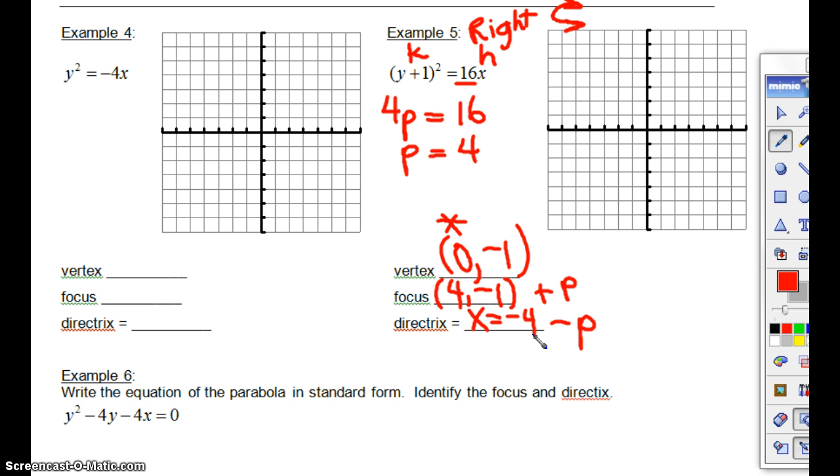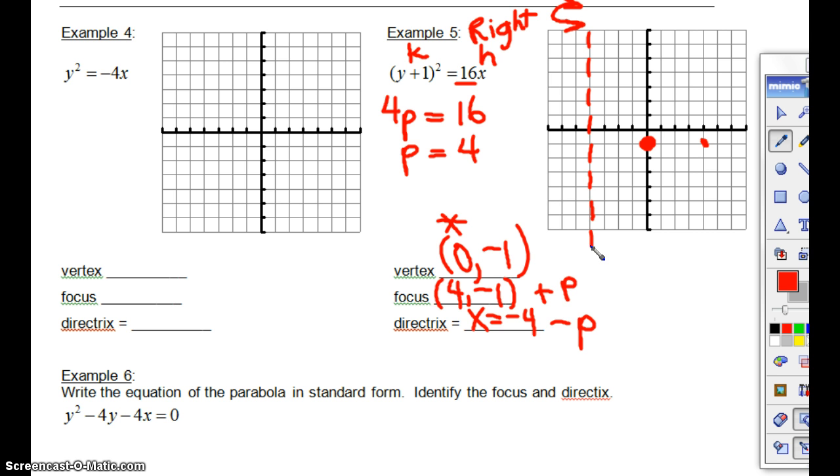So I'm going to plot these three things on my graph before I do my table of values. So my vertex is 0, negative 1. 0, negative 1 is here. Again, I'm making that dot a little bit larger to show that it is my vertex. My focus will be at 4, negative 1. So 1, 2, 3, 4, negative 1 is here. That's my focus. Make it a little dot. My directrix will be x equals negative 4. So I go back 1, 2, 3, 4, and it's going to be a vertical line this time. Remember, x equals a number is a vertical line. So now I'm ready to do my table of values.